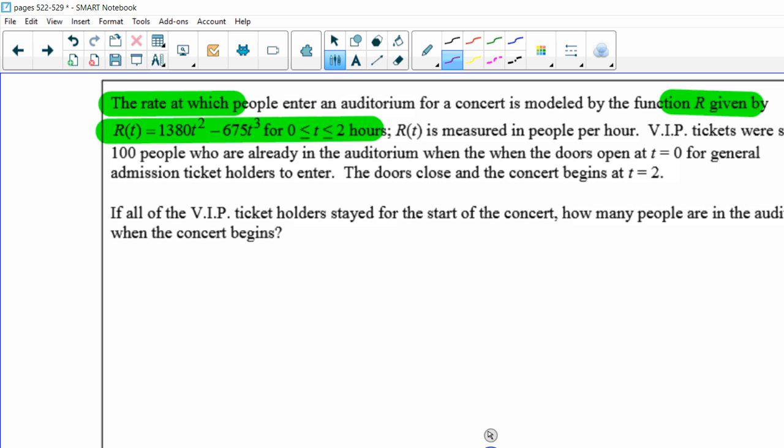VIP tickets were sold to 100 people. They got to be by the stage or on the stage or have backstage passes or something. VIP tickets were sold to 100 people who were already in the auditorium when the doors open at t = 0 for the general admission ticket holders to come in. The doors close and the concert begins at t = 2. If all of the VIP ticket holders stayed for the start of the concert, how many people are in the auditorium when the concert begins?